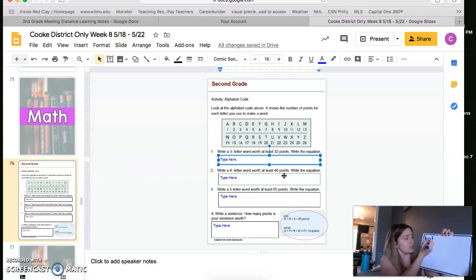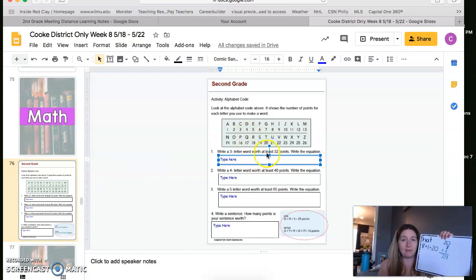So my H, I look on the chart, and H is worth 8 points. A is worth 1 point, and T is worth 20. So then I would take these numbers and add them together to get my total. So 20 plus 8 plus 1. I would add my ones first. 8 plus 1 is 9. 2 plus 0 is 2. So I have 29 here.